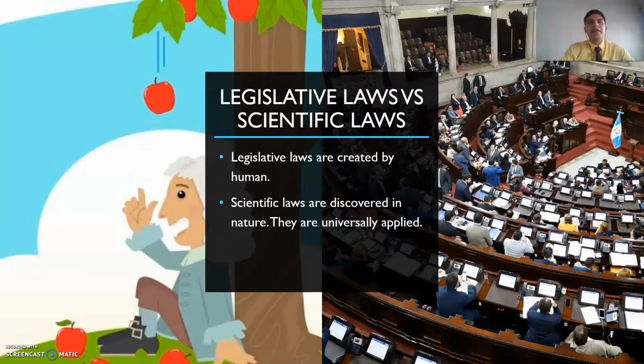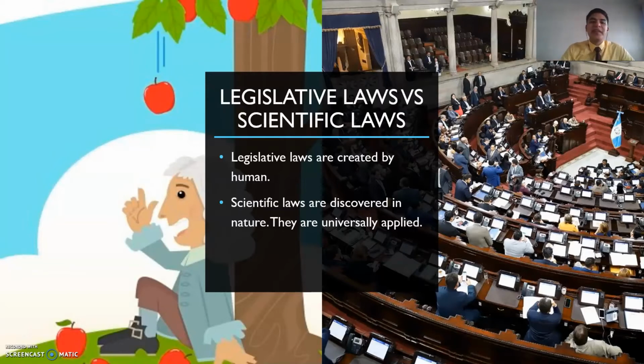For example, one of our laws is that you cannot kill someone. If you kill someone, then you are going to go to jail. There are many other things that you cannot do, but those are laws that are created by humans. On the other hand, scientific laws are discovered in nature. They are universally applied. So, let's say that scientific laws are already there. They are everywhere around us. But what happens is that we start discovering them with time.